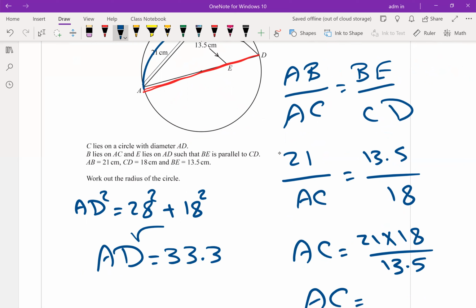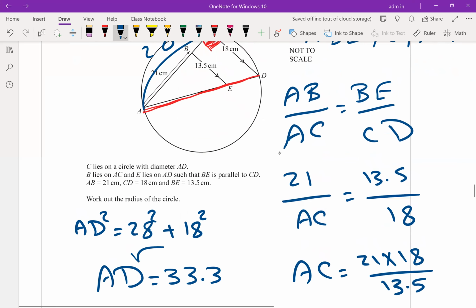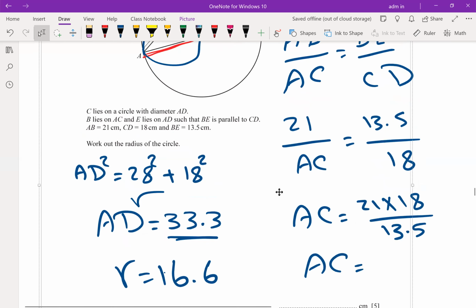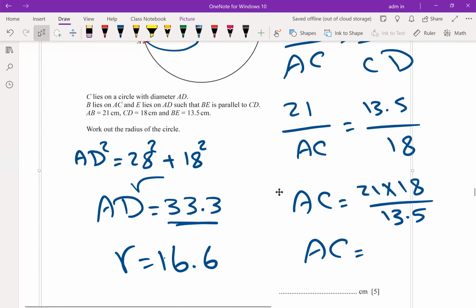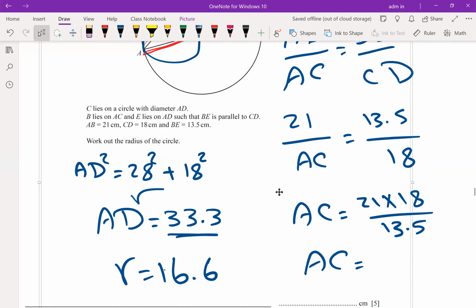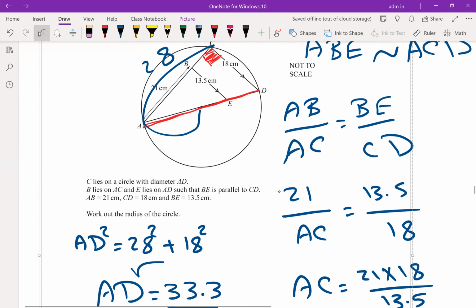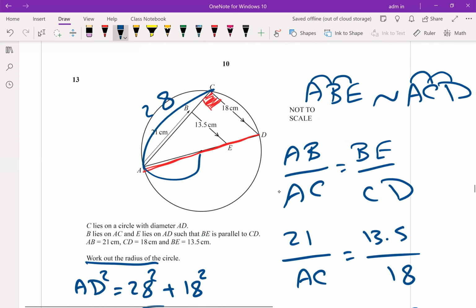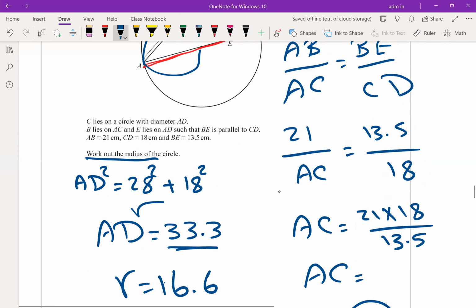33.3. He asked to get the radius. The radius is half of the diameter. So half of it will be 33.3 divided by 2, 16.6 or 7. Okay. Read here, asked to find what? The radius. And get 5 marks. So start with similarity, find the missing sides, apply the Pythagorean theorem, then half of AD represents the radius.